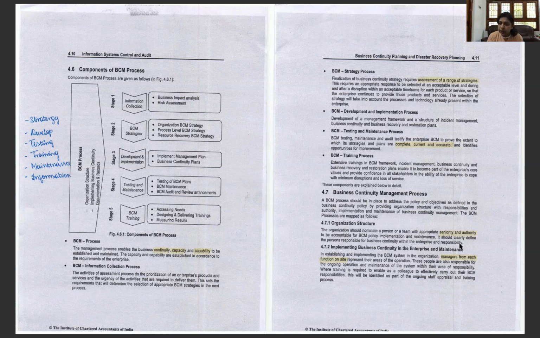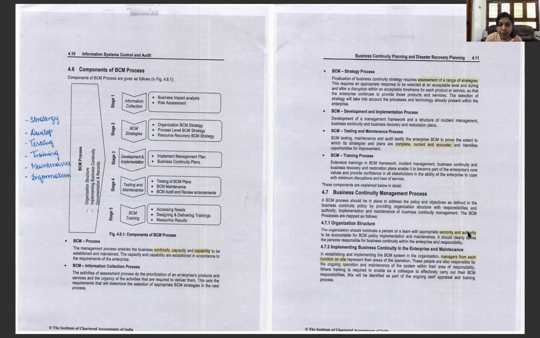As we have already seen, BCP is a role of the top management. Without the guidance of the top management, it cannot be implemented, because it has to be put in the business core values so that the stakeholders can be benefited. So here we should have a person with appropriate seniority and authority, to whom everyone should be accountable, and who is going to be accountable for BCM policy. And his roles and responsibilities should also be clearly defined. So there should be a proper organizational structure for the BCM process.